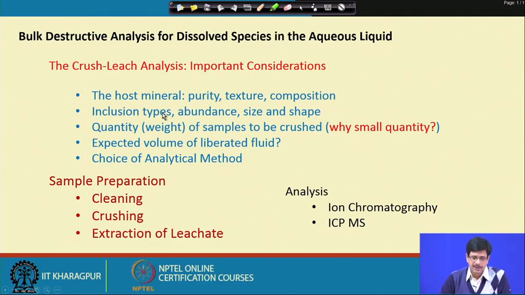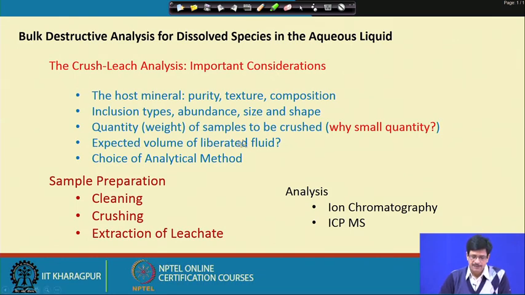Another crucial aspect is the inclusion types, their abundance, size and shape. If we see that there is a lot of mixed aqueous and aqueous carbonic inclusions, then we know what exactly to expect here. Their abundance, size and shape will be a governing parameter, because there is a variation we see across different samples taken from different environments. Size and shape play an important role because we are going to crush the sample in order to release the fluid contained in the inclusions.